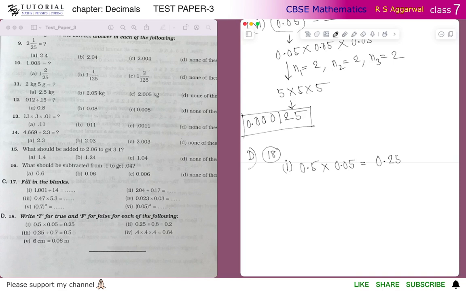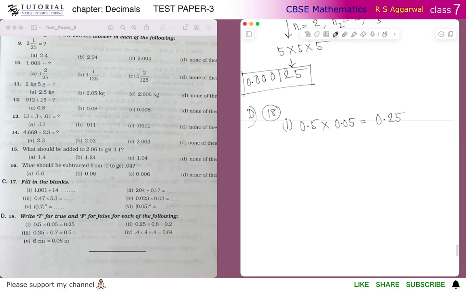0.25. Okay, let's find the value of the left hand side. So this will be a multiplication of 2 decimals. We see that n1 equals 1, the decimal places of the first decimal number is 1, and the decimal places of the second decimal number is 2. Now we multiply both the decimal numbers by omitting the decimal points. It becomes 5 into 5. This is 25, and now in 25 we have to put the decimal point in such a way that the decimal places becomes 1 plus 2, that is 3.